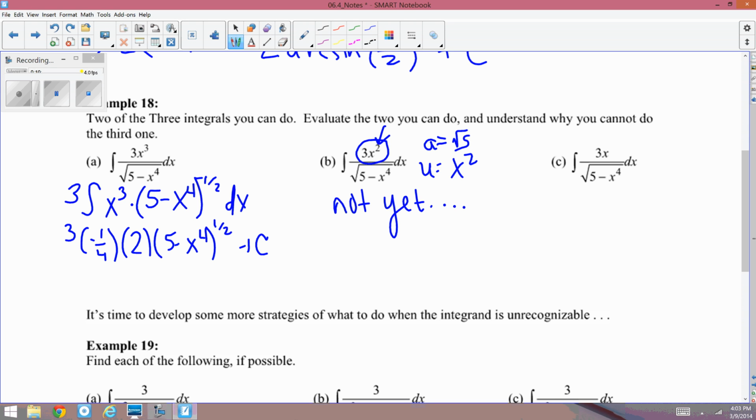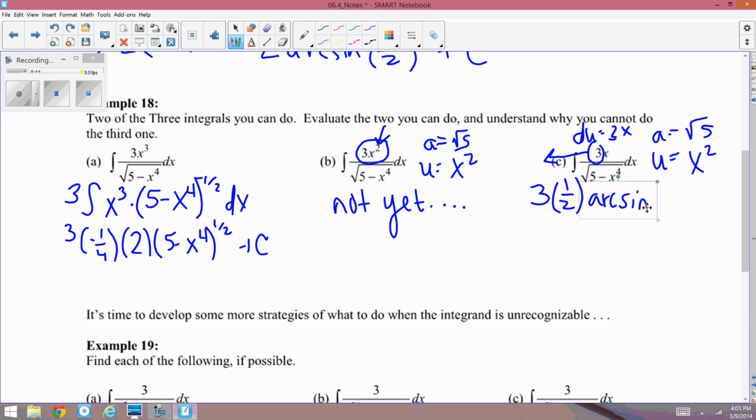So here we have this one. It is what I wanted, so I'm going to let a be square root of 5. I'm going to let u be x squared. Then du, okay, that would be 2x. I'm going to pull the 3 to the front. I'm missing that 2, so I got to correct for it. And now I'm just going to use my formula here, which is just arc sine of u over a, which would be x squared over square root of 5, and I'm not going to forget my plus c. All right, so that wasn't too much of a problem.